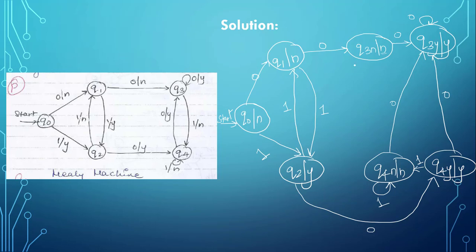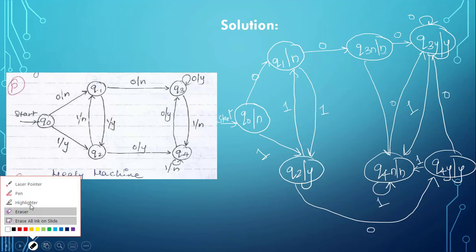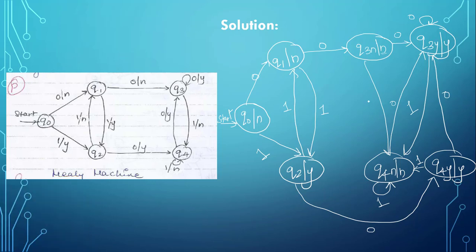Similarly, from Q3 we have to transit to Q4, but it is over N. So both the Q3 states will transit to Q4N over 0. Over 1. Okay. Right. So this is how we will be converting our Mealy machine to Moore machine. I'll just rename this transition once. Okay, so this is over 1.